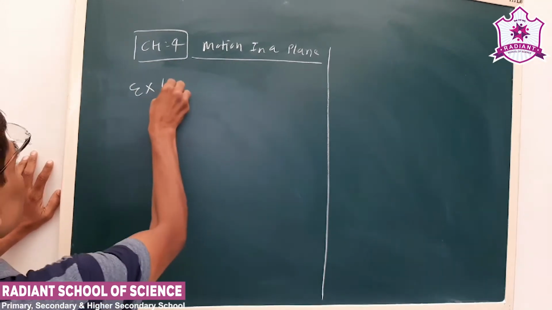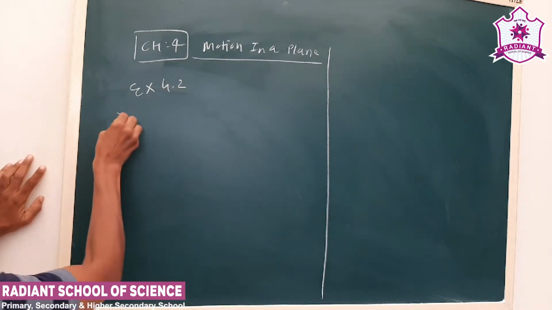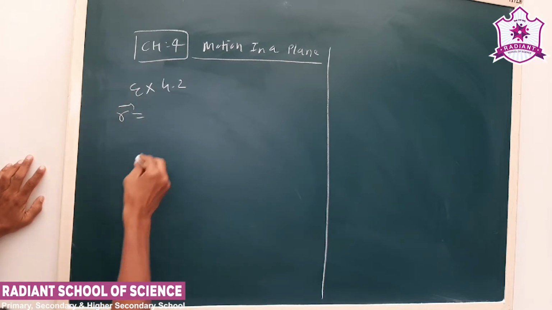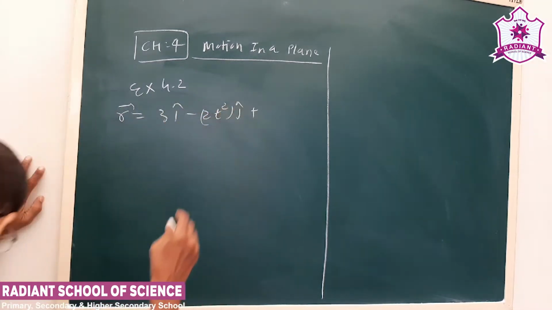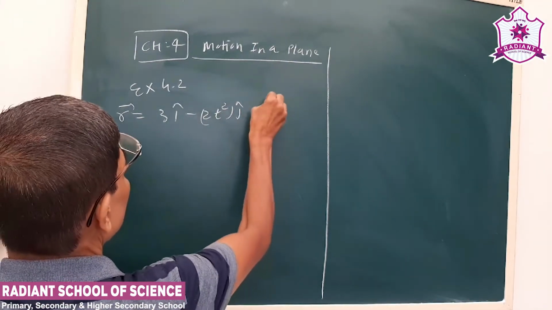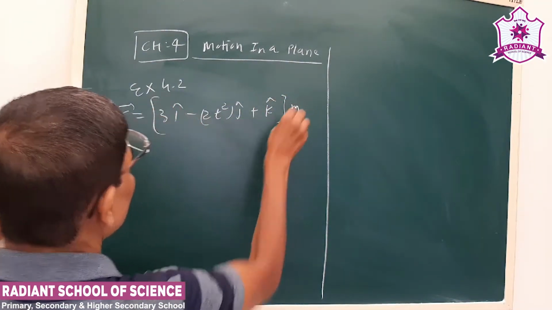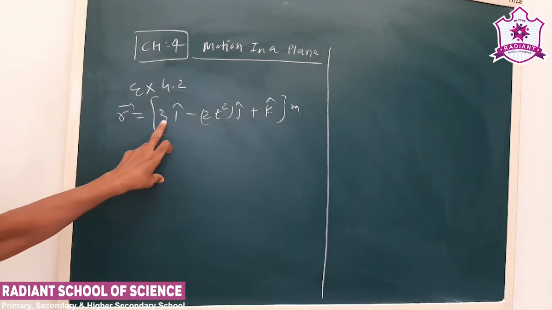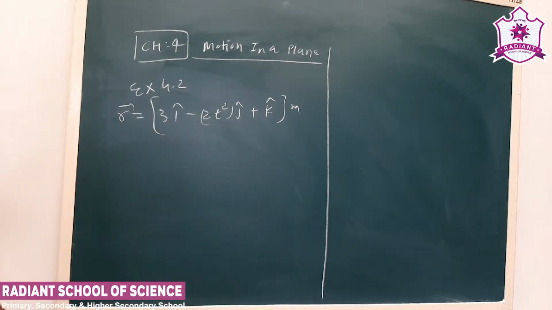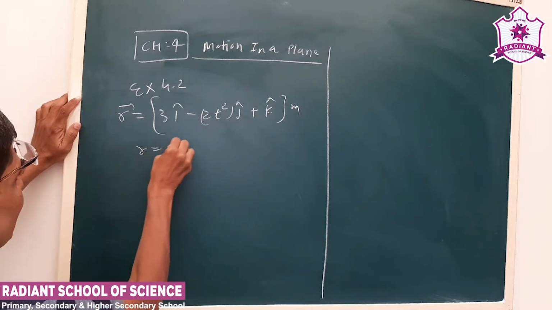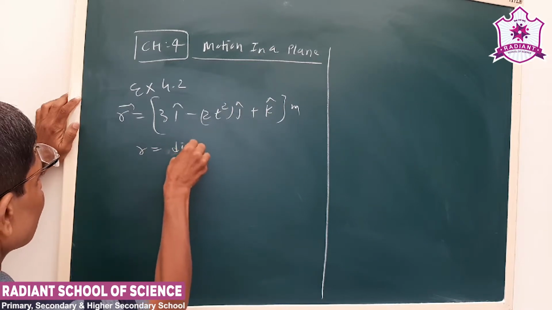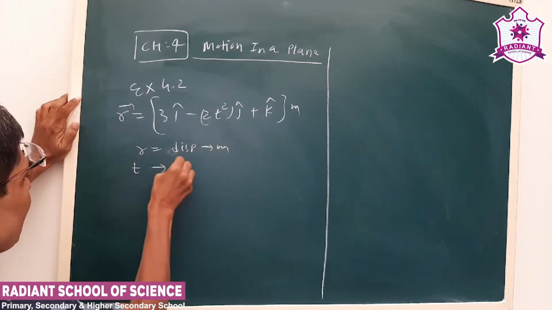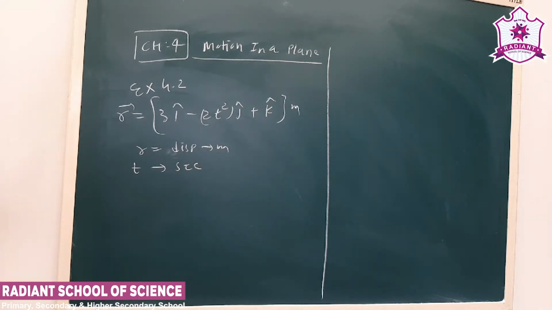4.20. The position vector of the particle is given by 3t i minus 2t square j plus 4k meter. Here r, the displacement vector, is in meter, and t is time in second. We have to find out two things.